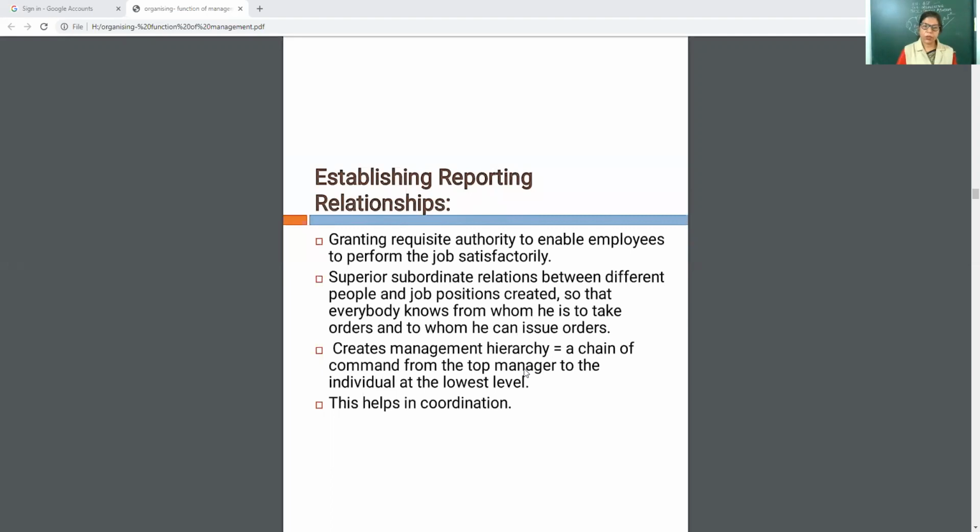I'm sure that you must understand the topic, the concept of organizing and the process of organizing. So for the process of organizing, you should learn a very small keyword, that is IDAE: I, identification and division of work; D, departmentalization; A, assigning duties; and E, establishing reporting relationships.